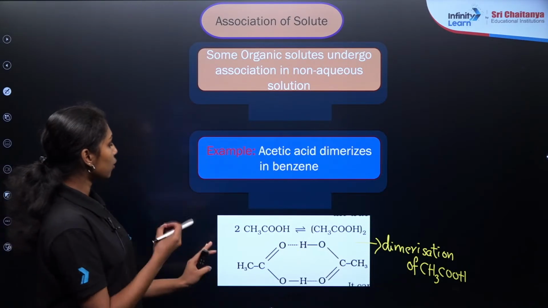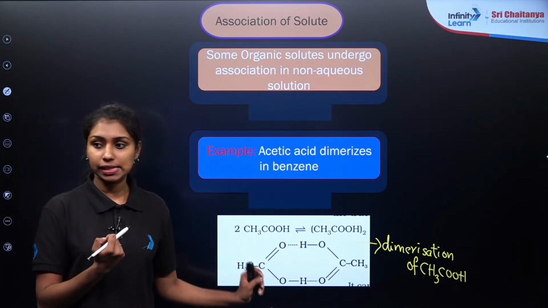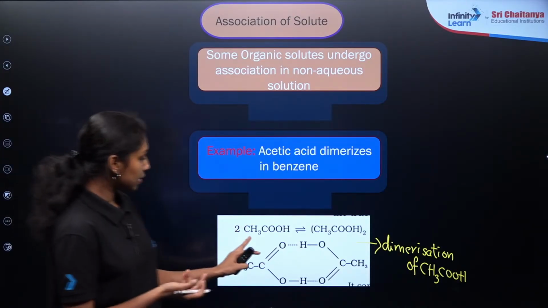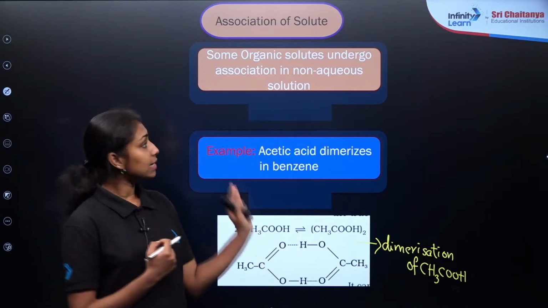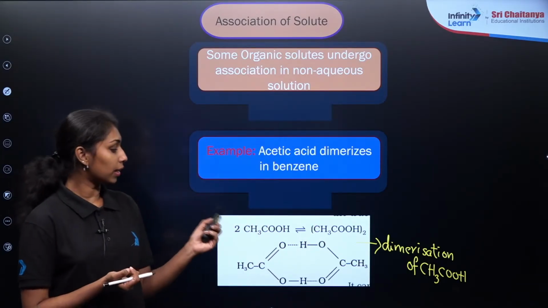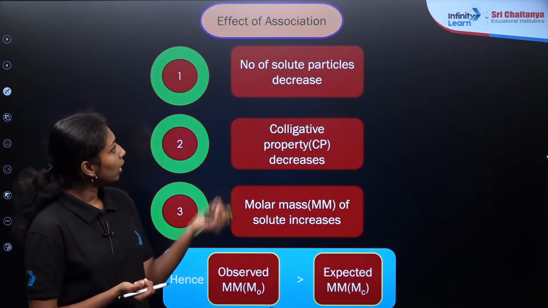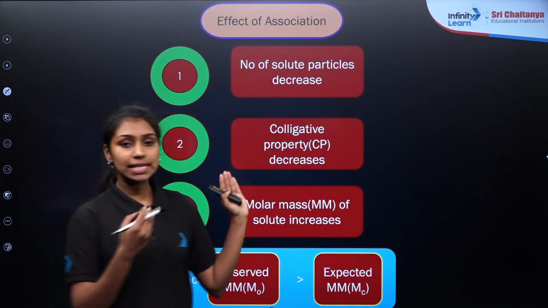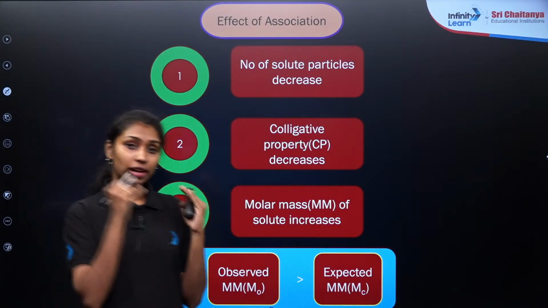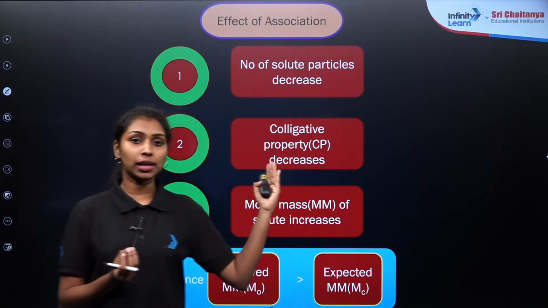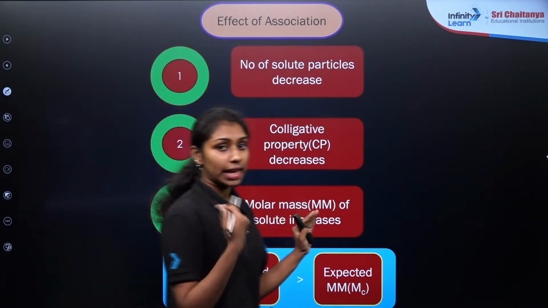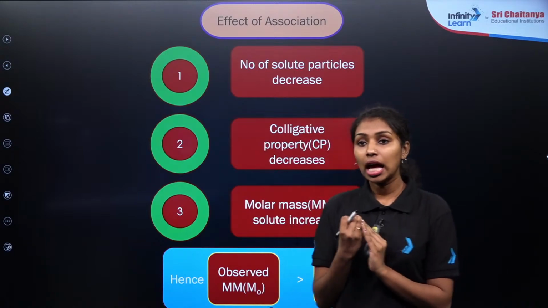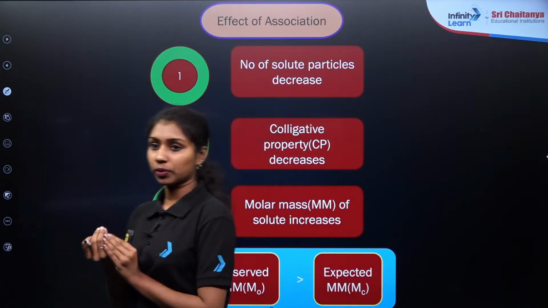Right. So in the case of acetic acid in benzene, it dimerizes, right? 2 molecules of CH3COOH are converted into the dimerized form of acetic acid. Clear? That is a case of association of the solute particle. So what will happen to the molar mass? The number of solute particles decreases, right? Colligative property is proportional to the number of solute particles. So colligative properties also decrease, so that molar mass increases, right? We got the abnormal molar mass here.